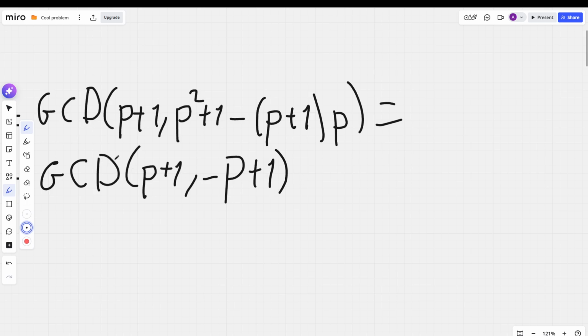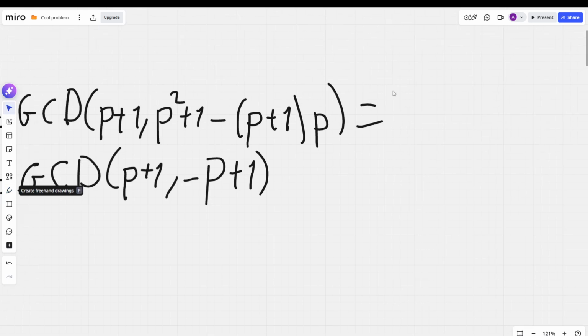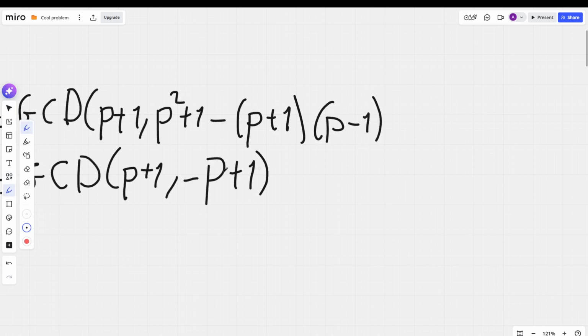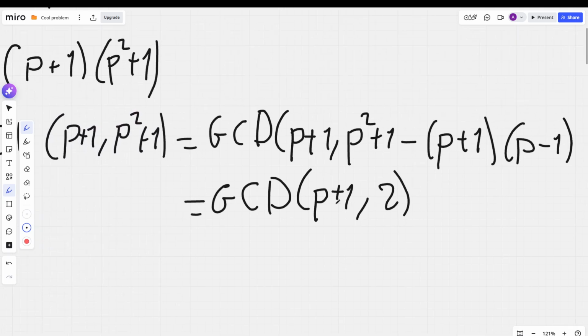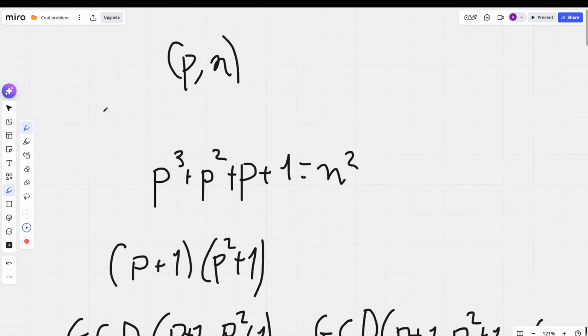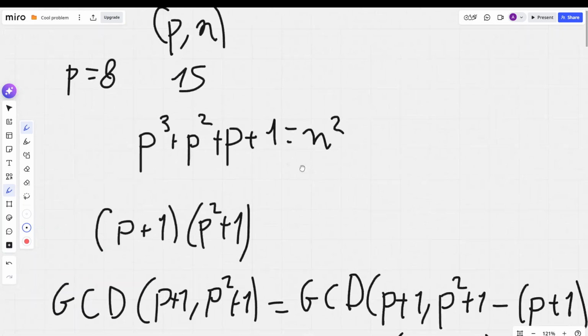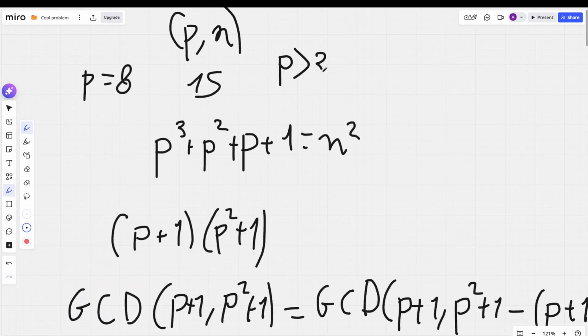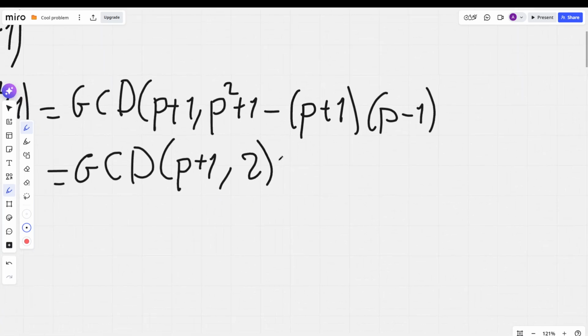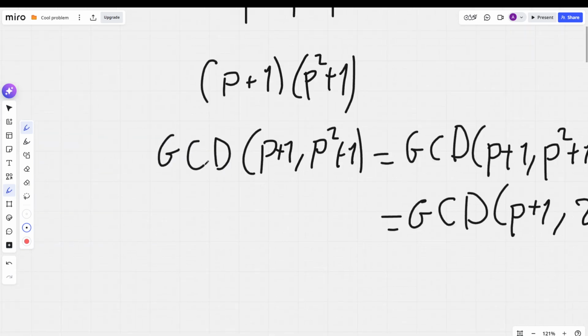Actually, we can just do p minus 1. This is way quicker. And here we simply get 2. And since we can clearly see that p equals 2 gives us 15, which is not a perfect square, p must be greater than 2, hence it must be odd. And this gcd is simply 2.